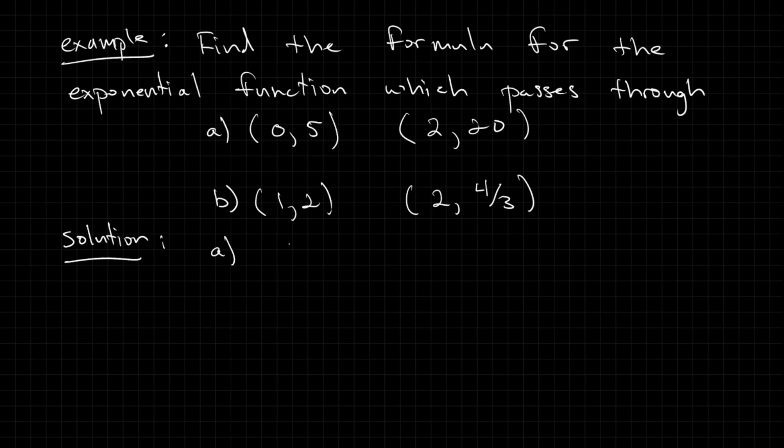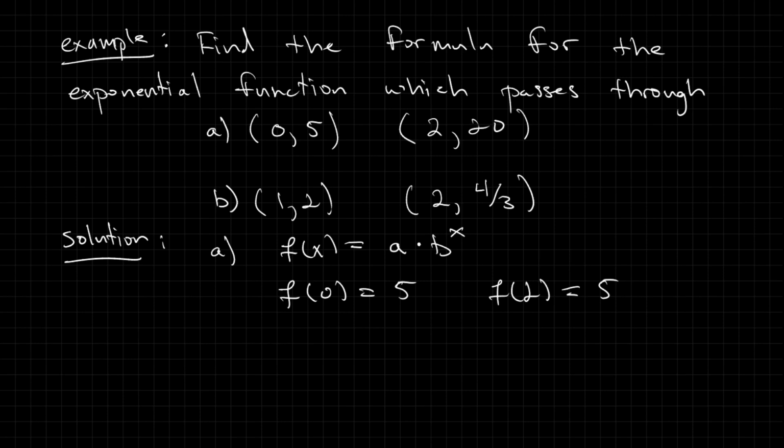So what we are looking for in part A is a function f of x, which is of the form a times b to the x. And we need the graph of this function to go through (0, 5) and (2, 20). And what that means is that f of 0 is going to have to be equal to 5, and f of 2 is going to have to be equal to 20.